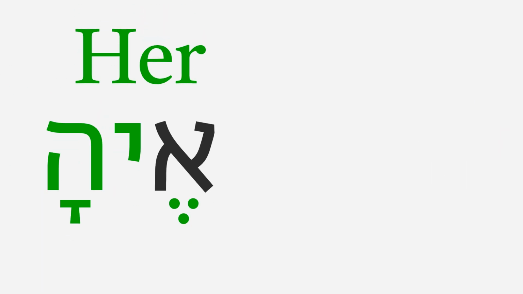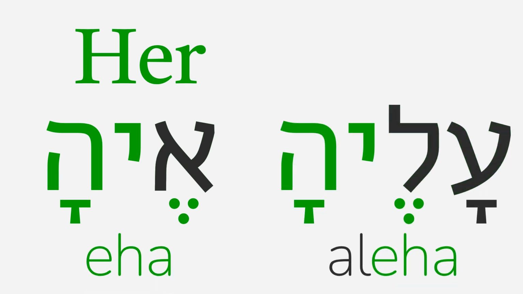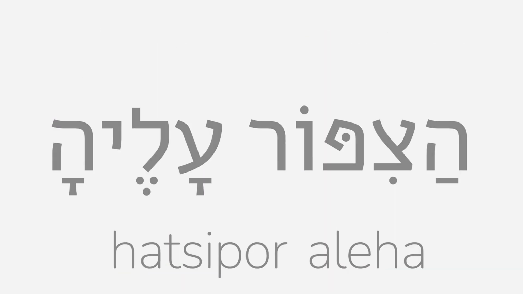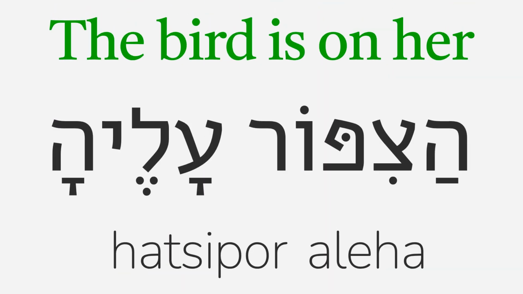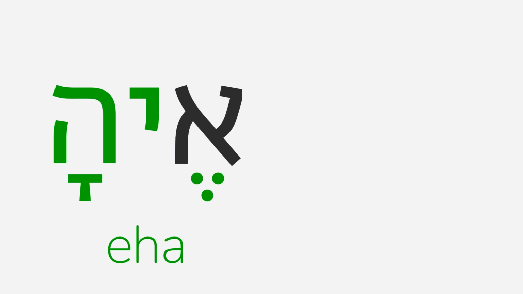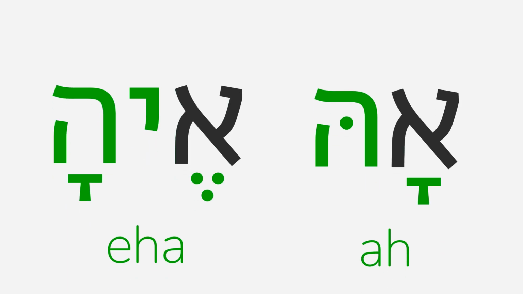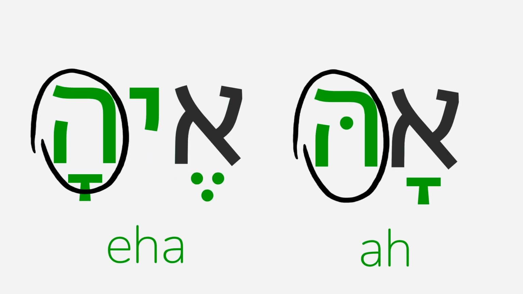The new her suffix is a segol, yud, and hey with kamatz, eha. We can add this to al to get aleha, on her. Hatzipor aleha, the bird is on her. Hatzipor aleha. Both eha and our first her suffix, a, are spelled with a hey.